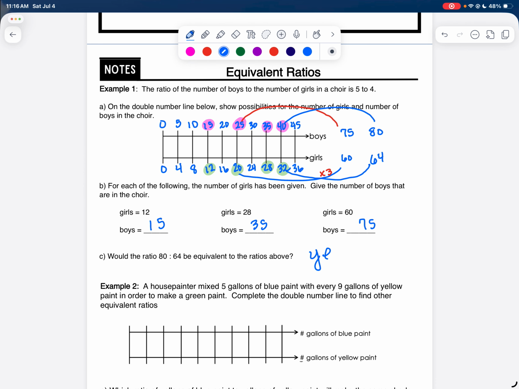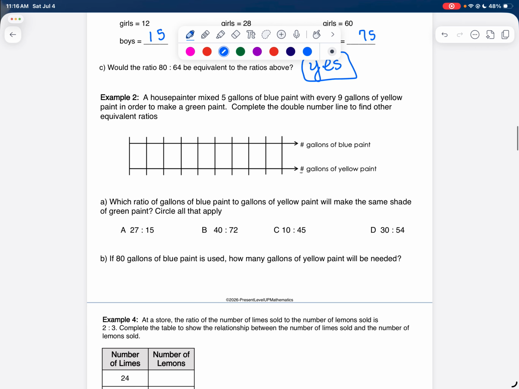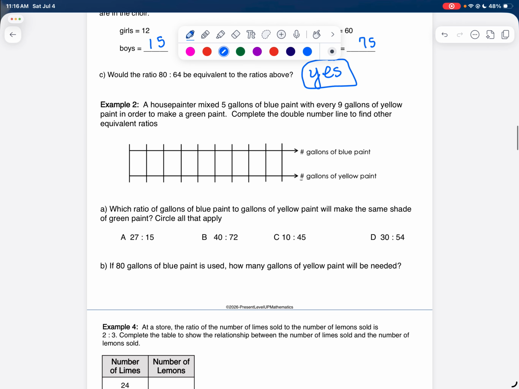And the answer was yes, it was an equivalent ratio. All right, example 2. A house painter mixed 5 gallons of blue paint for every 9 gallons of yellow paint in order to make a green paint. Complete the double number line to find other equivalent ratios.